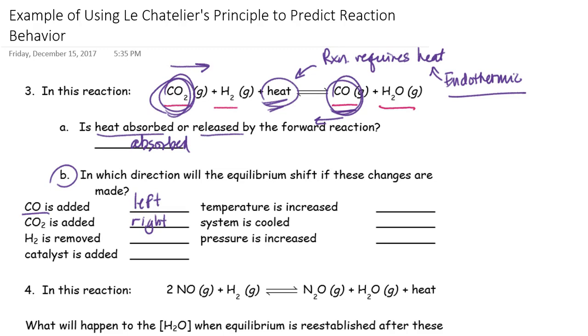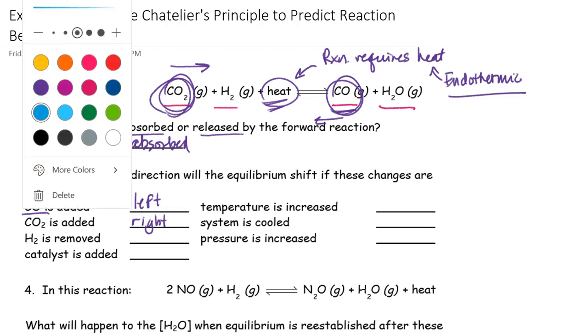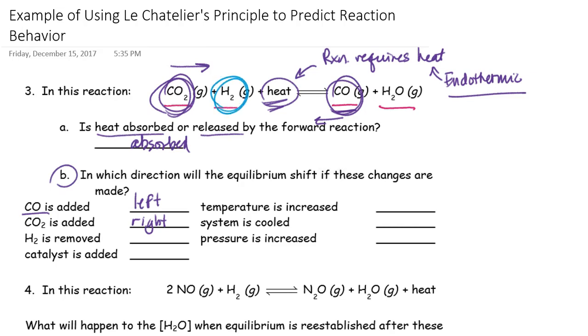Then they're asking, well, what happens if I remove hydrogen? So now I'm going to get rid of hydrogen. If I decrease the hydrogen, that means that the equilibrium process will want to put some hydrogen back again. The only way that's going to happen is if the reaction proceeds backwards to actually produce more hydrogen to counteract the fact that I removed some. And so that means this reaction should proceed to the left to produce more hydrogen.